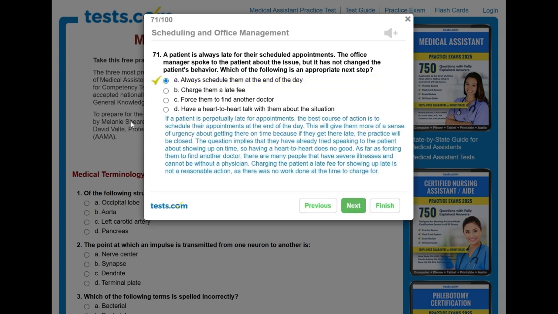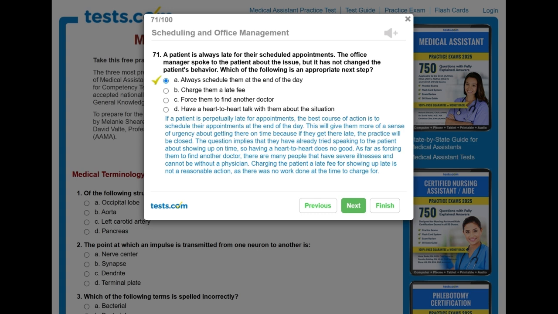A. Always schedule them at the end of the day. If a patient is perpetually late for appointments, the best course of action is to schedule their appointments at the end of the day. This will give them more of a sense of urgency about getting there on time because if they are late, the practice will be closed.